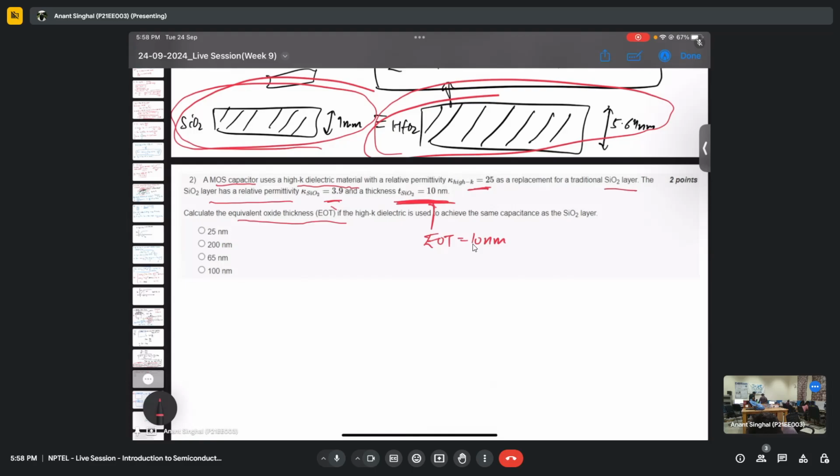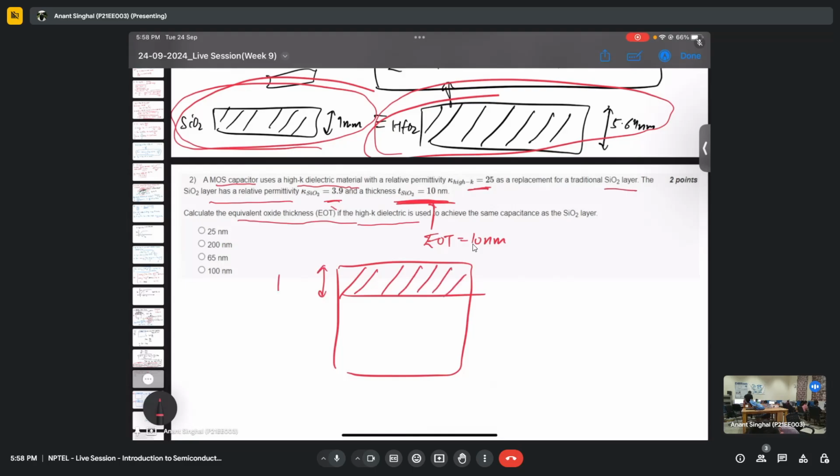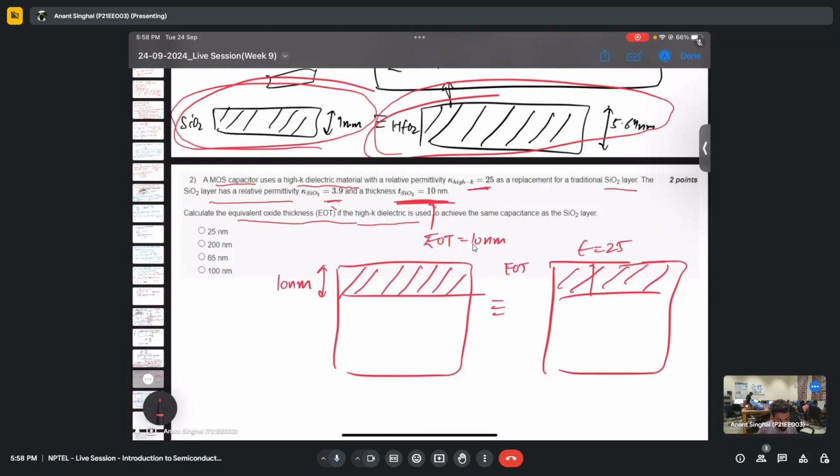if, so what it is saying is we have a SiO2 which is 10 nanometer. You need to calculate the same effective oxide thickness if I use a material which has a permittivity of 25. This is what we just did basically. So for 10 nanometer, you need to calculate the EOT for the high K dielectric. So do you understand the question? What you need to do?